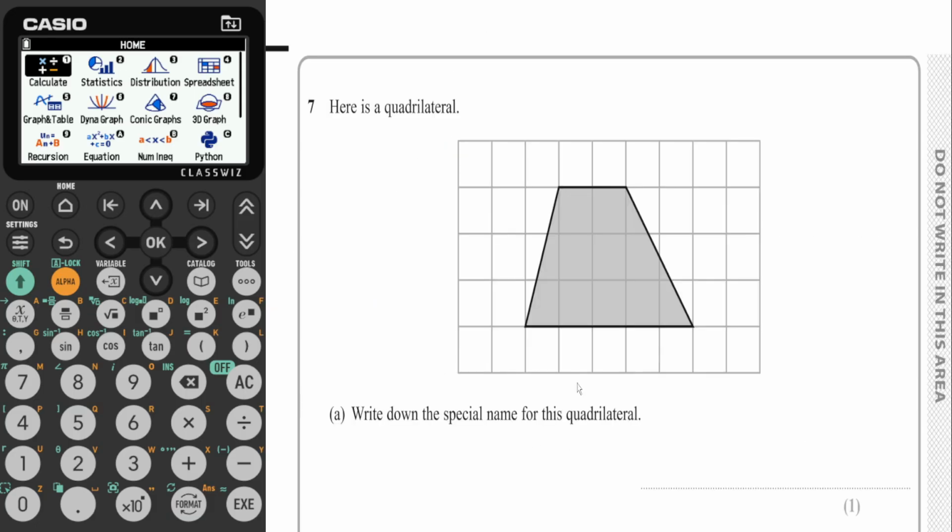Question number 7. Here is a quadrilateral. Part A. Write down the special name for this quadrilateral. Well, we have 4 sides, so that's a quadrilateral, and 2 of the sides are parallel to each other. That's this side and this side. Therefore, we have a trapezium.